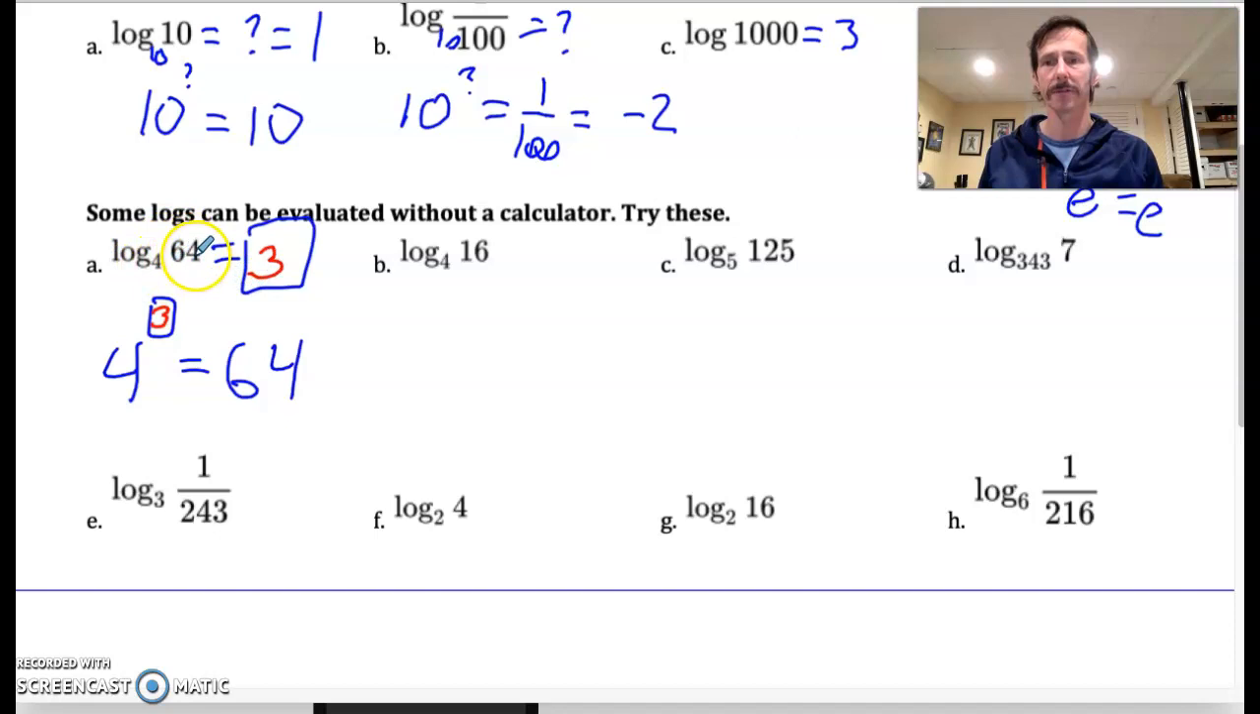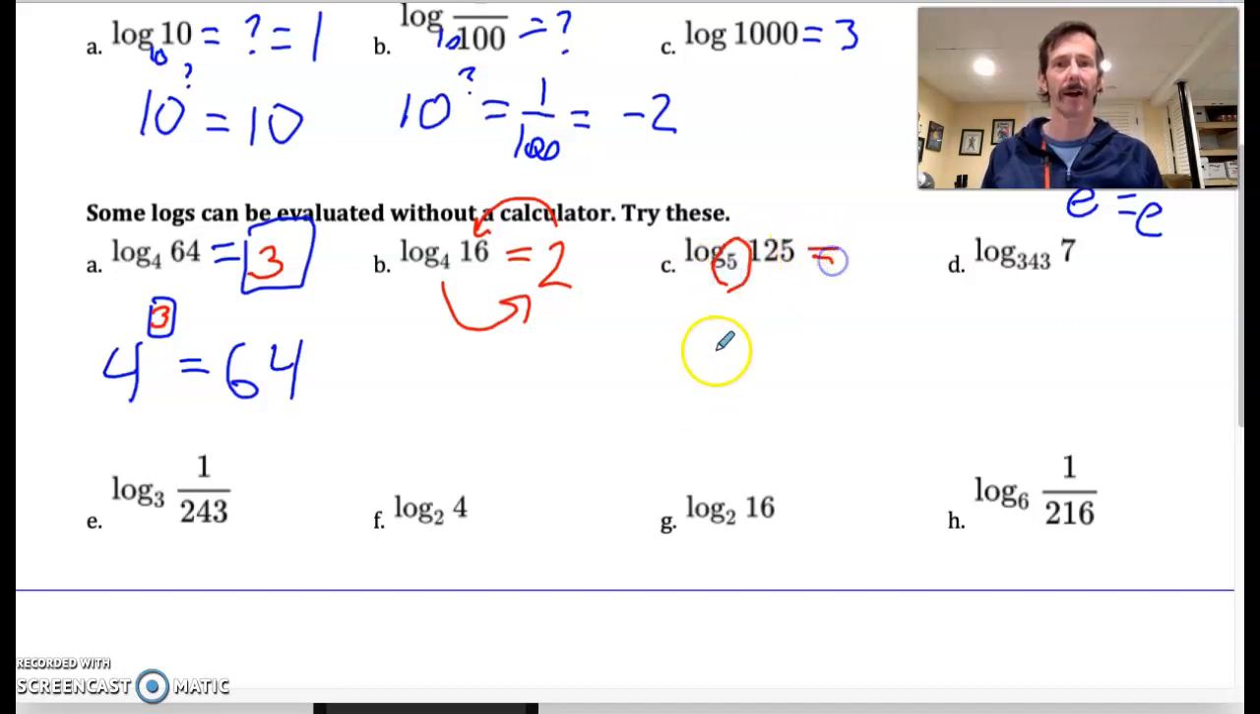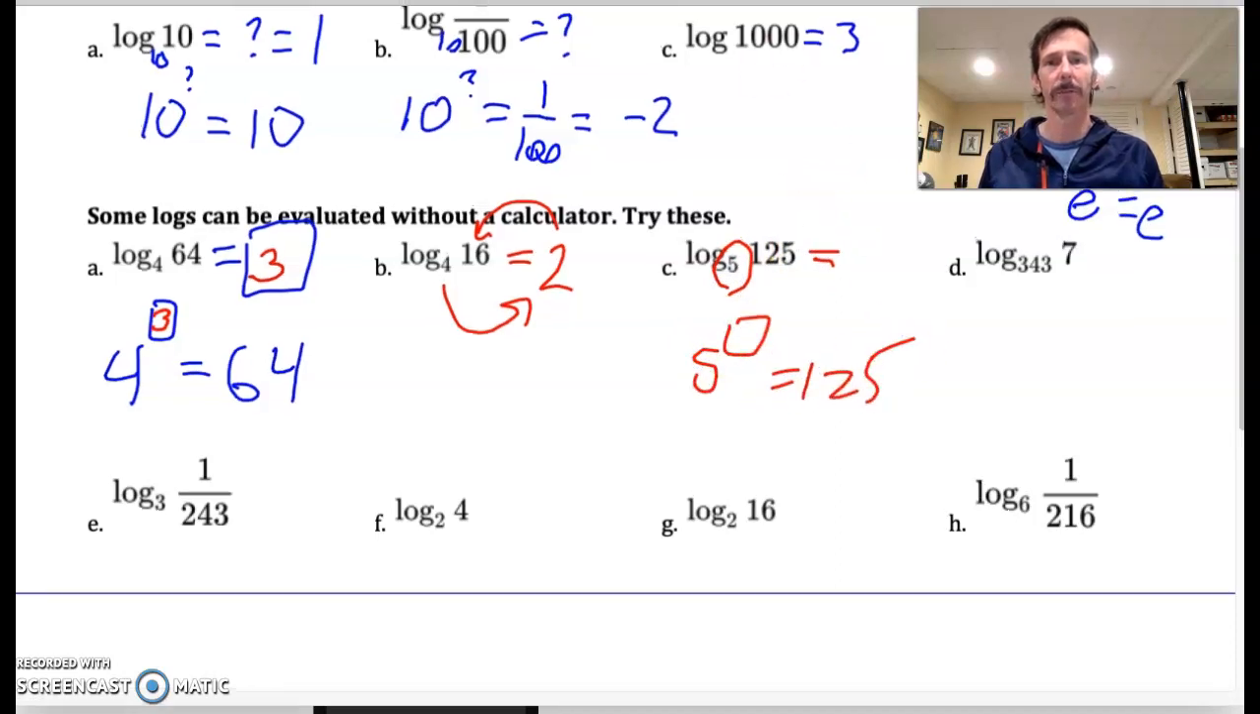So log base 4 of 64 equals 3, because an exponent of 3 applied to the base of 4 would yield 64. All right, you try this one. All right, hopefully on that one you recognized that would be a 2, because 4 to the second power gives you 16. Same with this one. Pause and try this one. All right, here's your base 5, and I want to know what power of 5 would give me 125, and that power would be the power of 3.